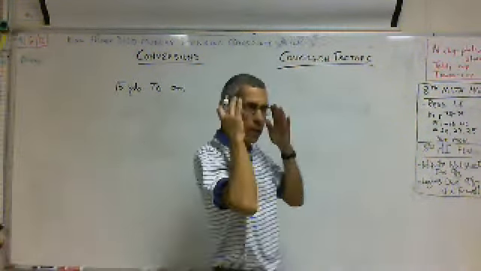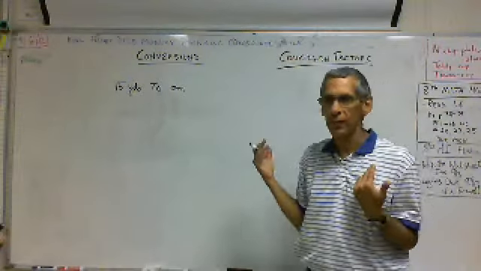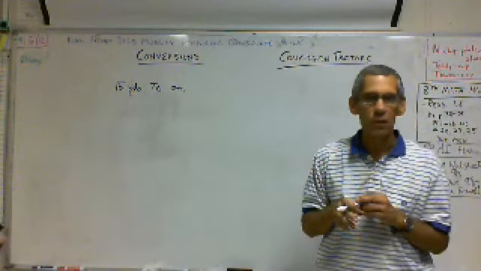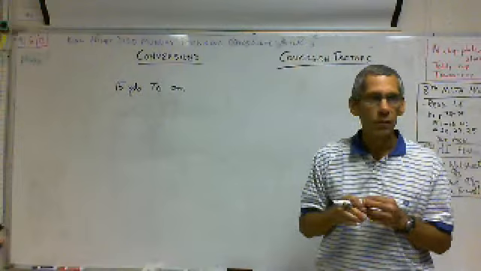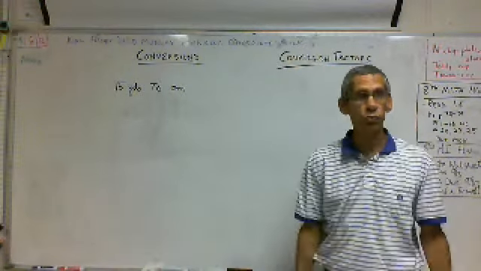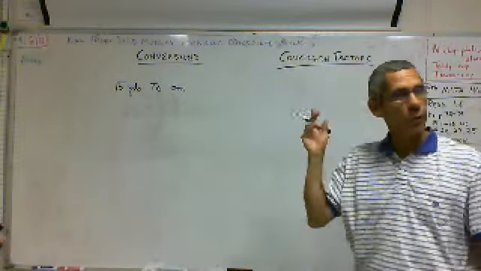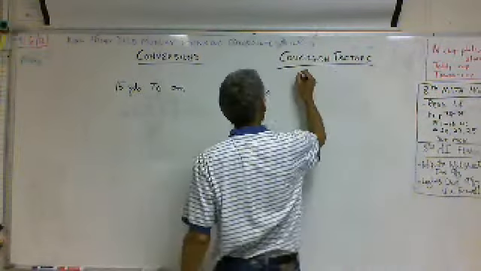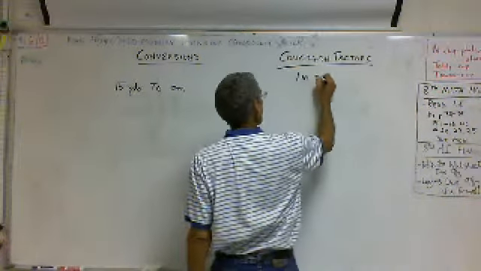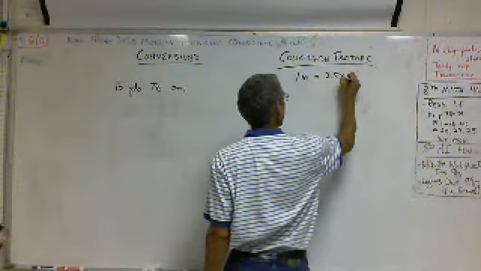So we have to think about our conversion factors. I don't know how many centimeters there are in a yard. I have not a clue. How many there are in an inch. But I do! I know how many there are in an inch. So I write that down. 1 inch is equal to 2.54 centimeters.